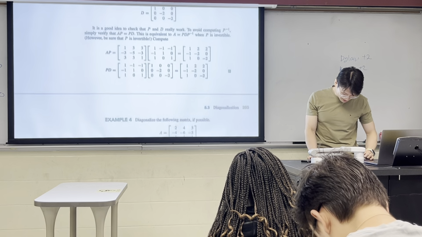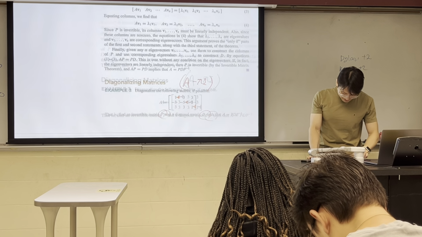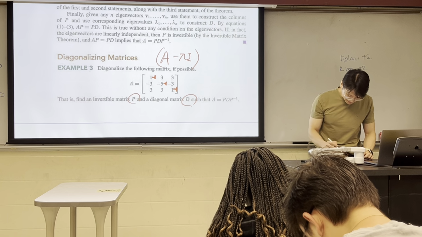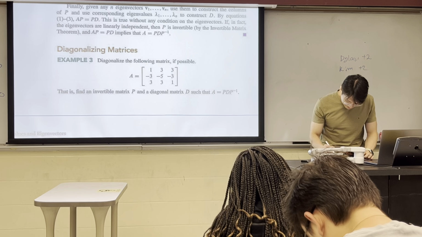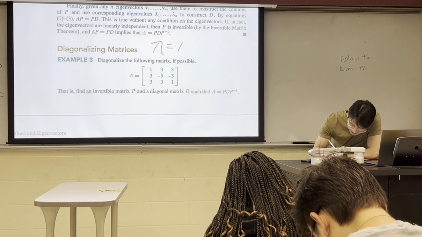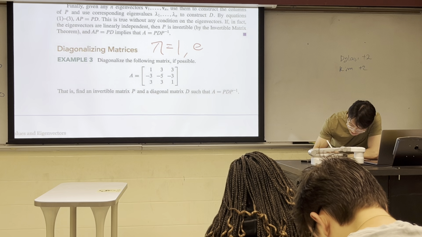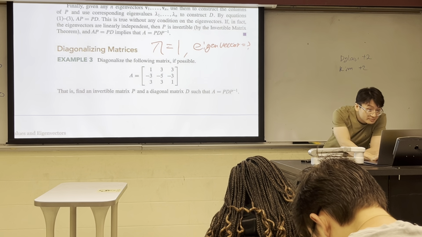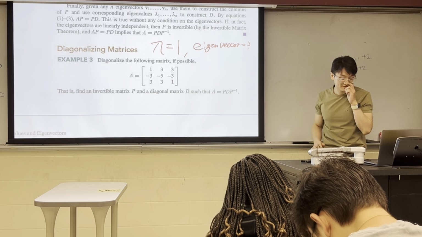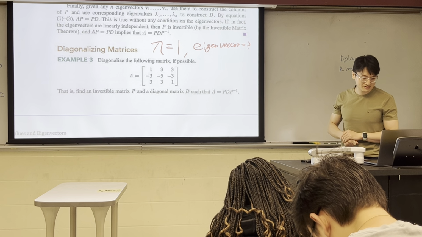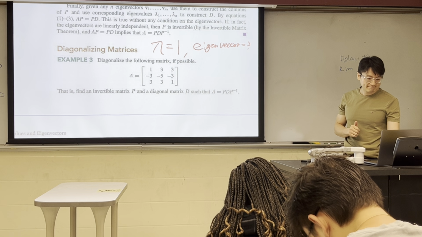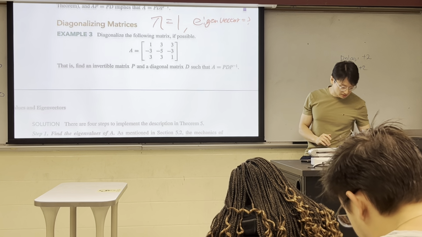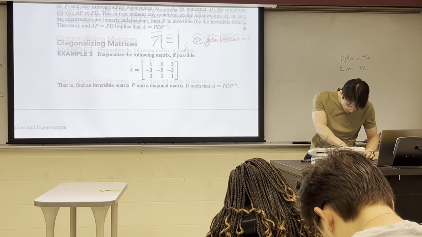Okay, so let's try this. I want you to find this. If lambda is 1, what is the eigenvector? Find it, guys. Please. What was the second eigenvalue? Oh, it's negative 2. 1 and negative 2.